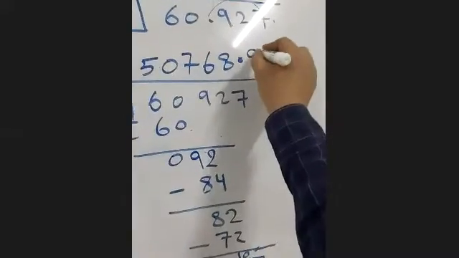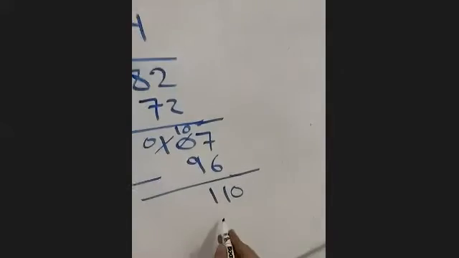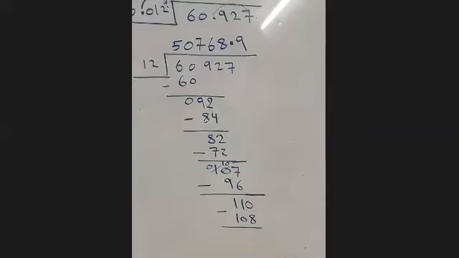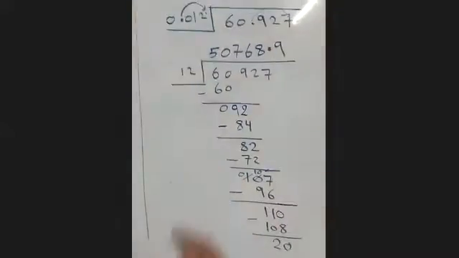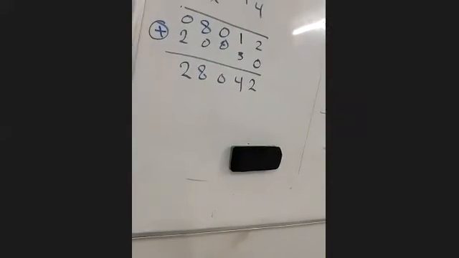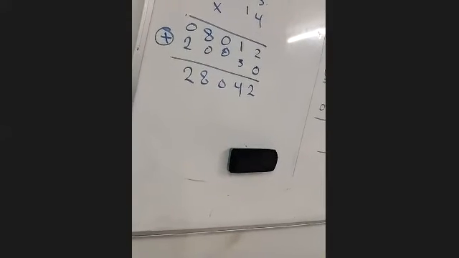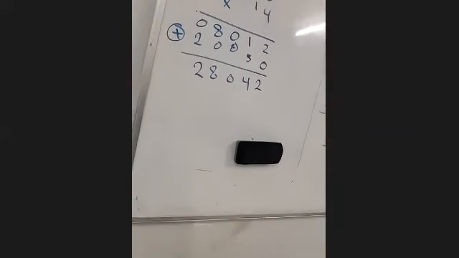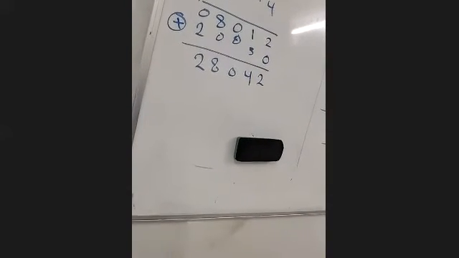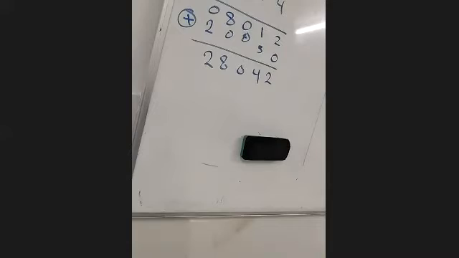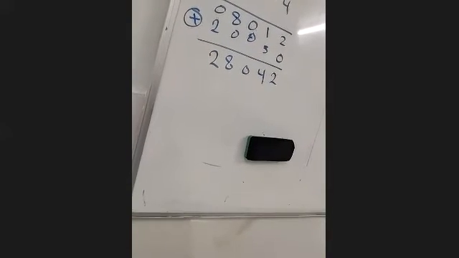9 by 12, 109. 108, sorry. 108. Subtract: 110 minus 108 is 2. I have a decimal, so I can add 0 here. 20 divided by 12 is how much? Who can tell, guys?